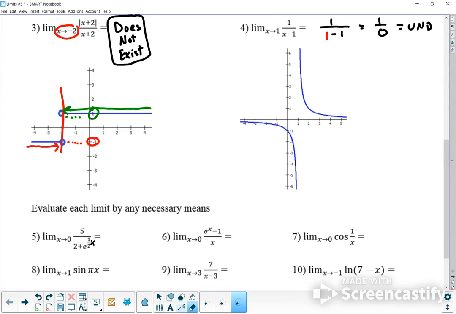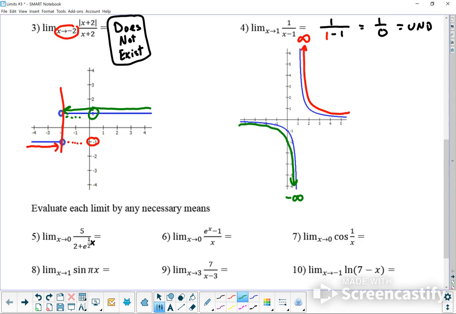So as I approach 1, let's just look at the graph again. As I approach 1 from the right, it's going to keep going up and up and up, very, very high up to infinity. And as I approach 1 from the left, it's going to keep going down and down and down, very far down to negative infinity.